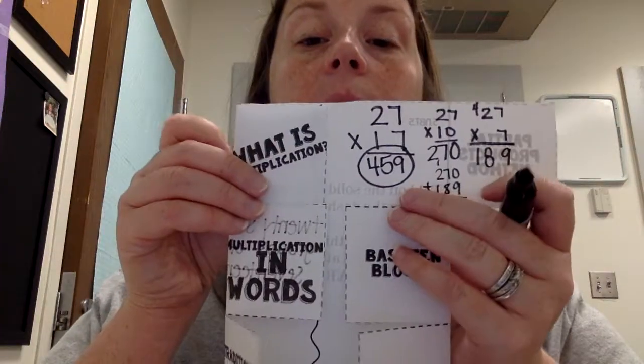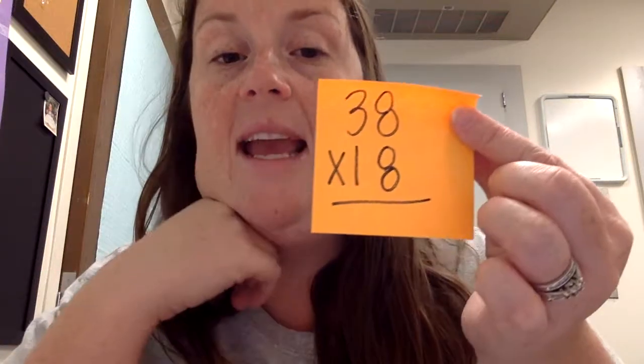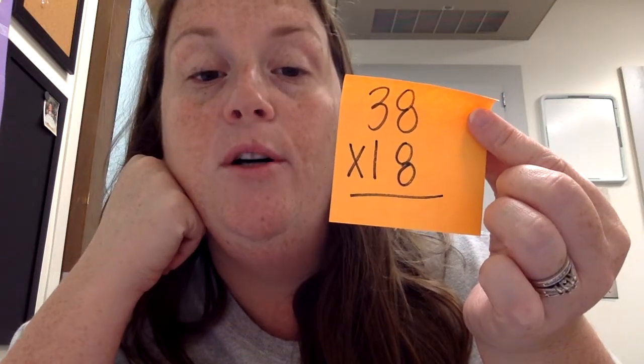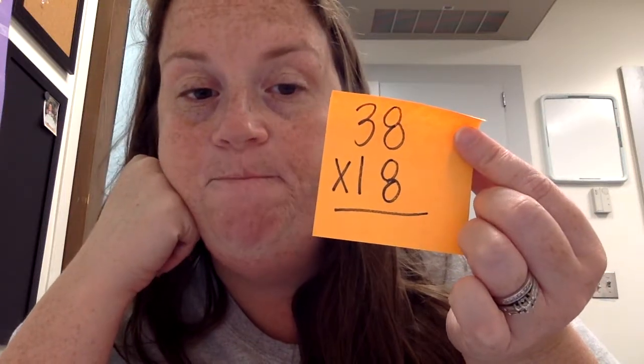So now I have done my partial products example. You are not doing this example in your foldable today. I just wanted to show you how to do it. This is the example that I expect for you to do. So you should do 38 times 18. Make sure you do it in partial product form. If you need to rewatch this video to help you do that, you most certainly can.